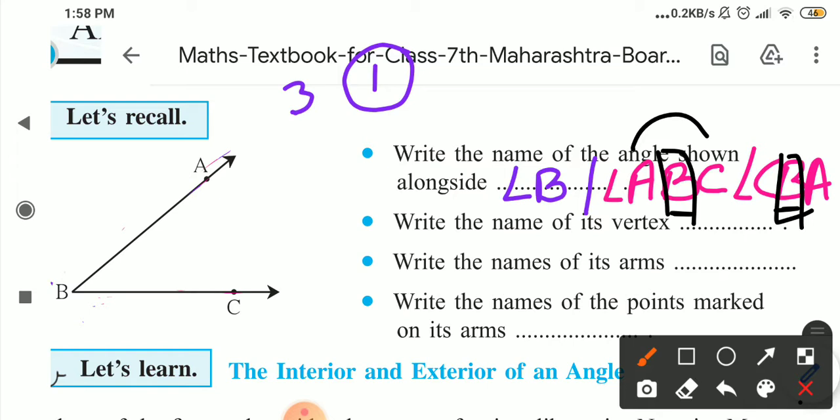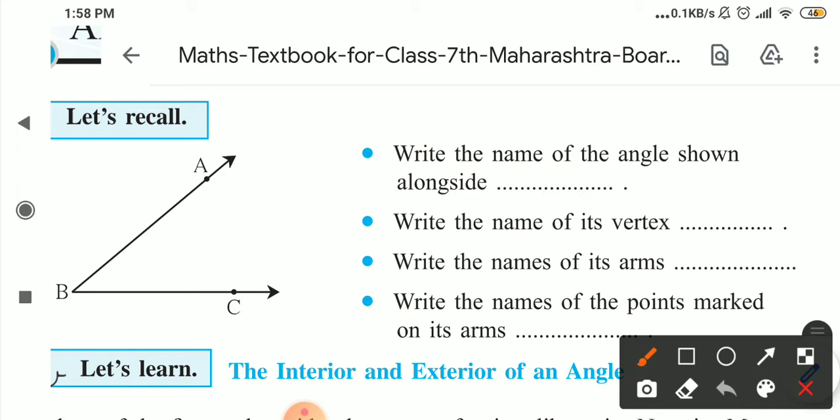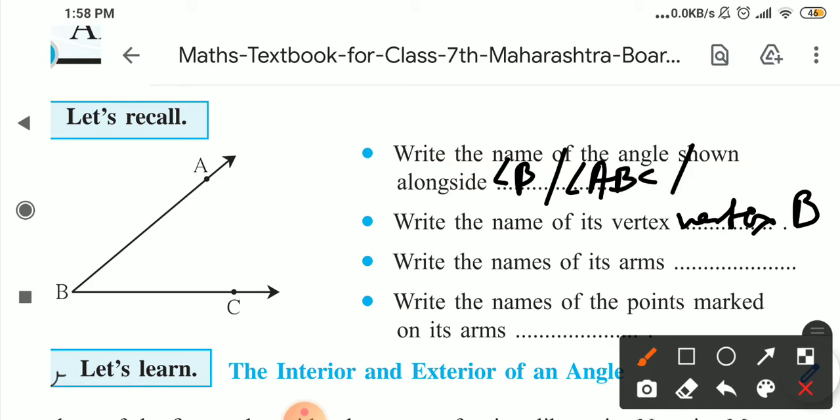Next, write the name of its vertex. Which is the vertex here? The point at which the two arms of the angle meet each other is called the vertex. The name of the vertex is vertex B. Here I wrote angle B, or angle ABC, or angle CBA.